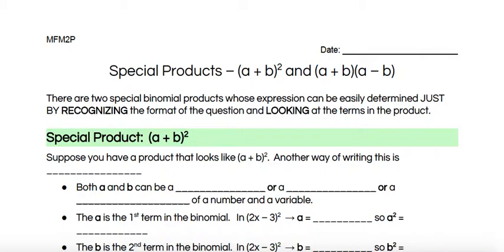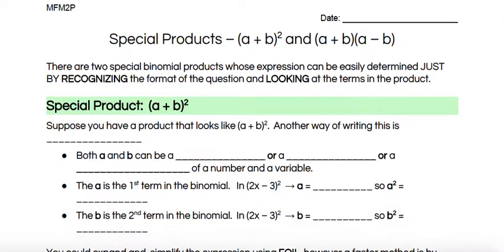So these are some special conditions that you can think about. If you're really good at mental math and memorizing formulas, this might be something that will really speak to you. You can always do the FOIL method that we learned in the previous lesson, but if you wanted to think about these ideas, you can do that as well. So there are two special binomial products whose expression can easily be determined just by recognizing the format of the question and looking at the terms in the product. So the first one we're going to take a look at is (a plus b) squared.